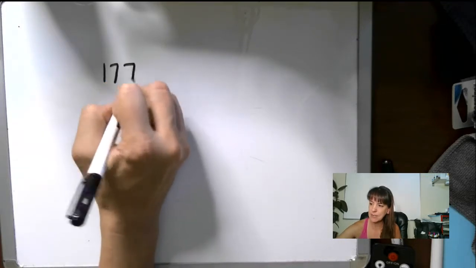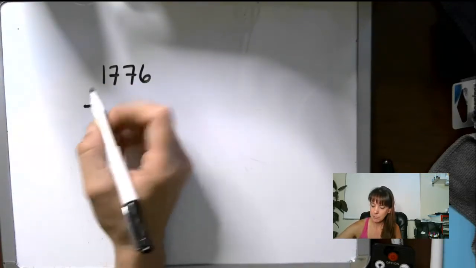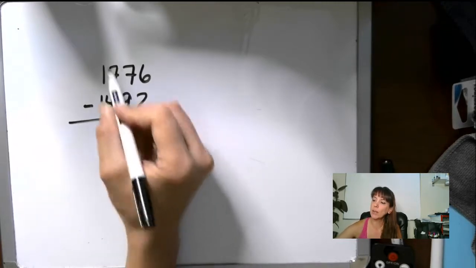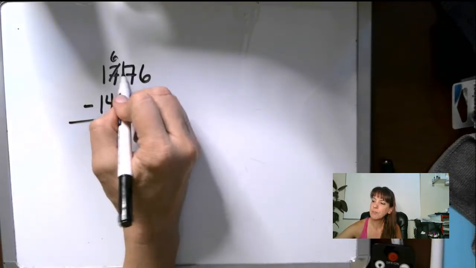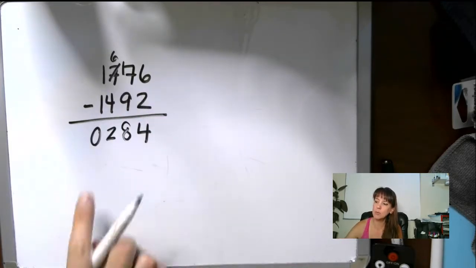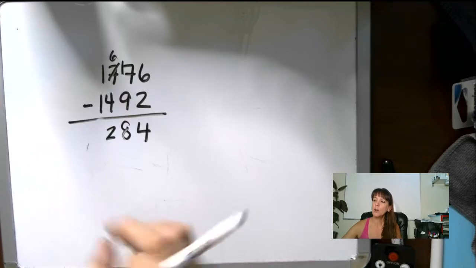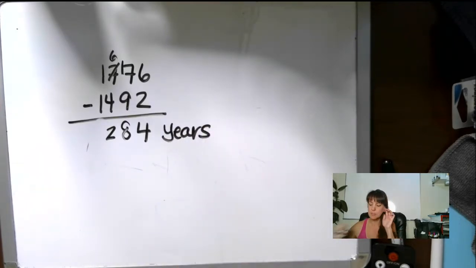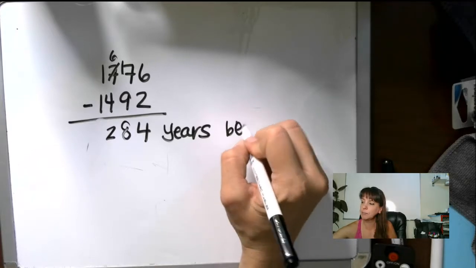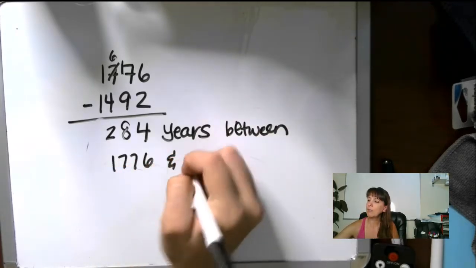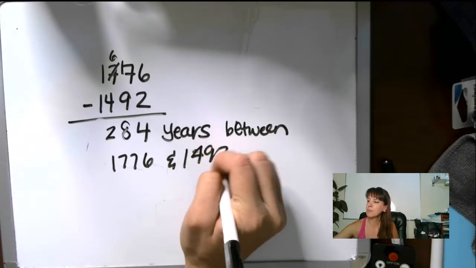The difference between those 2 years is 1776 minus 1492. This is going to be 4. Here we need to borrow. That's going to be 8. 6 minus 4 is 2. 0. So we don't even have to put the 0 there. 284 years between 1776 and 1492. Okay.